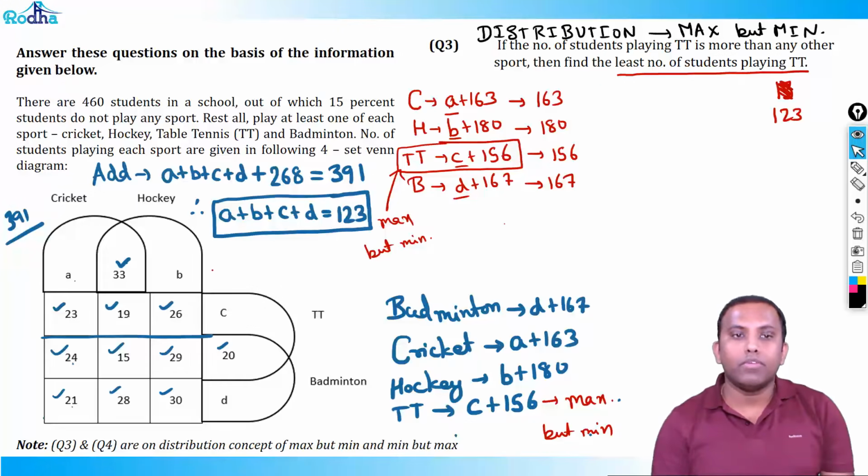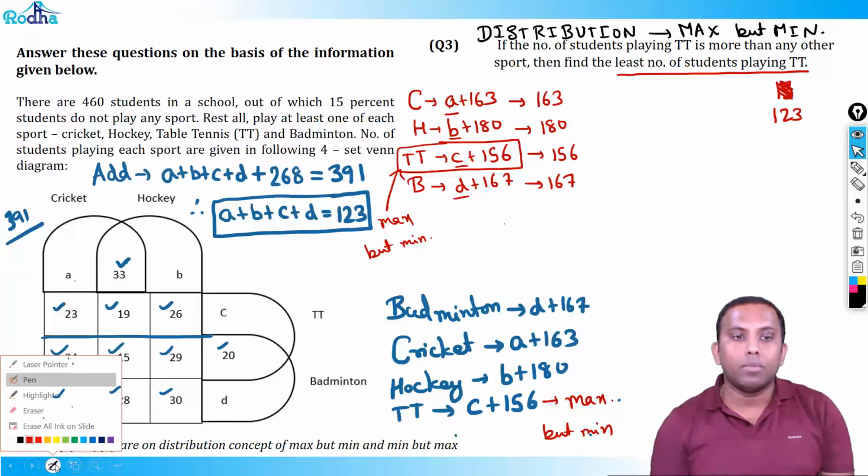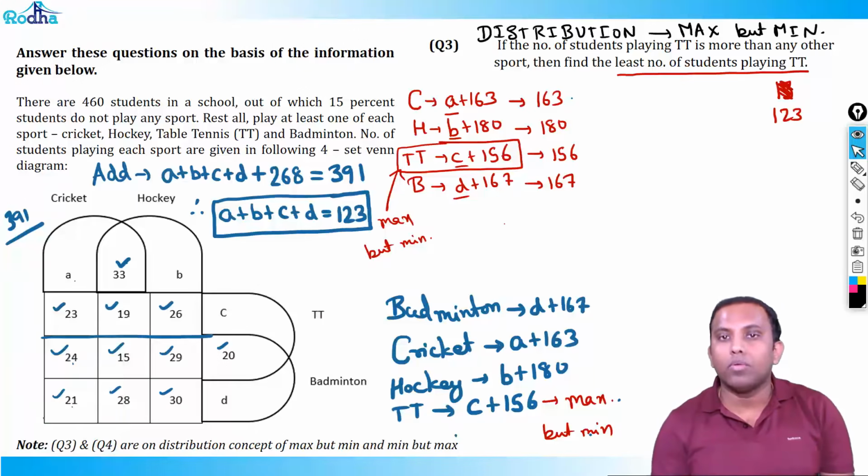So what is the first funda we'll do? Firstly, we'll make all the numbers equal. How to make all the numbers equal? So, what is the maximum number here? Maximum number here is 180. So make all equal to 180. For making all equal to 180, you give 17 to C, you give 24 to TT, and you give 13 to badminton.